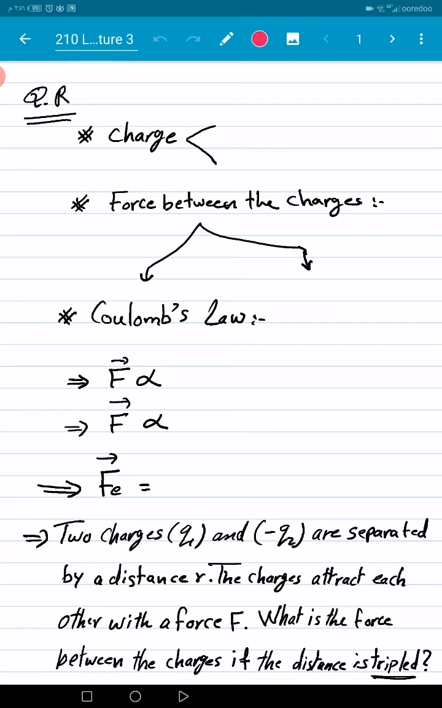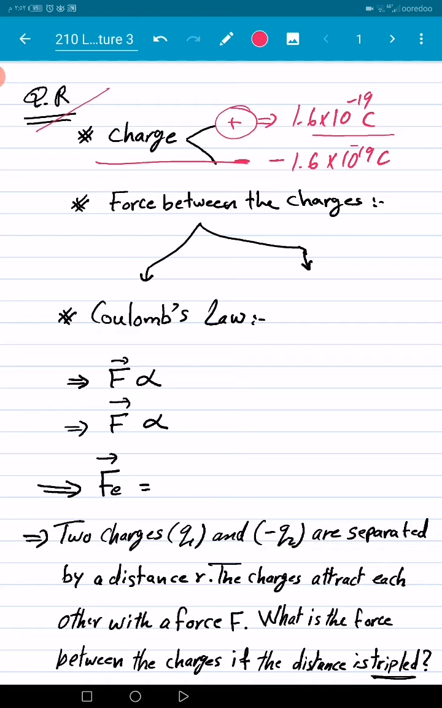So I make a review about the charge. There are two types of charge: positive charge and negative charge. The amount of each charge is 1.6 multiplied by 10 to the power minus 19 coulomb for the positive, or the proton. For the electron it is the same, 1.6 multiplied by 10 to the power minus 19 coulomb, but the difference is that for the proton it is positive, for the electron it is negative.